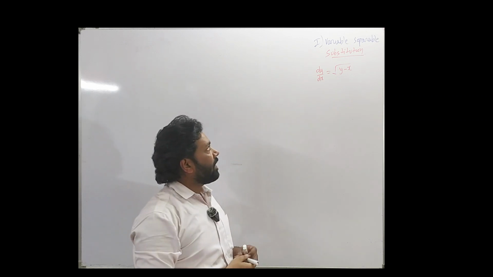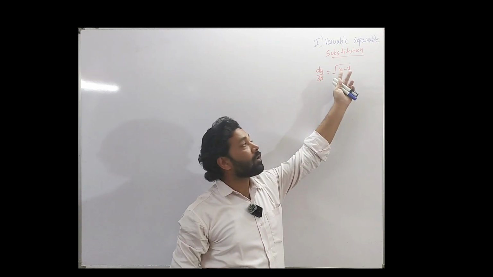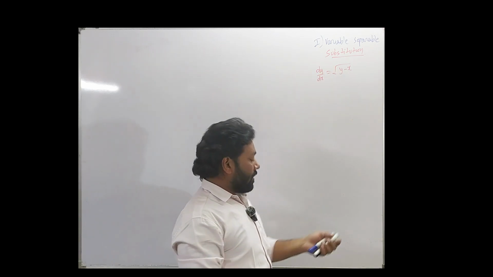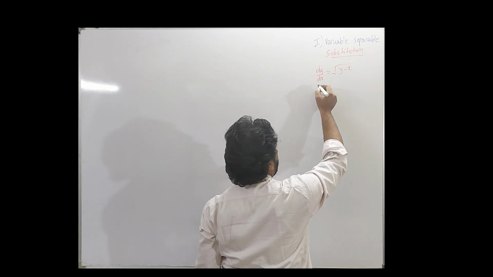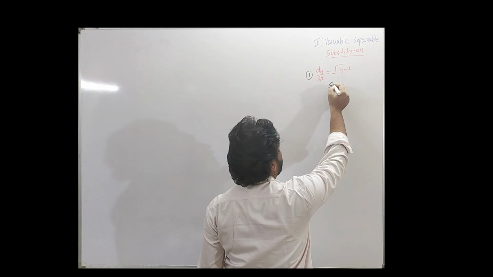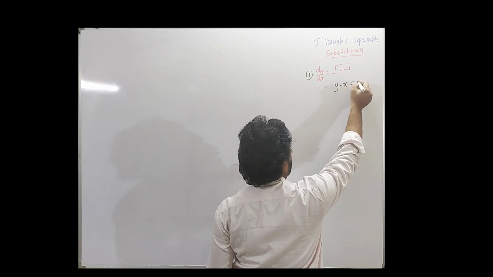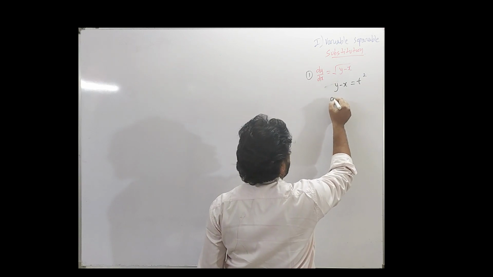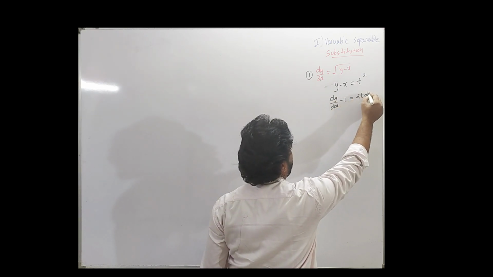Here you can see that y and x cannot be separated since they are a function of square root. So in this case, to convert it into variable separable format, we'll make use of the substitution. A simple substitution will take y minus x equal to, let's say, t square. So dy by dx minus 1 is equal to 2t dt.